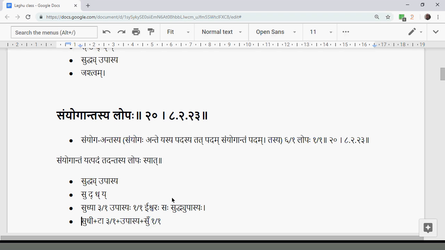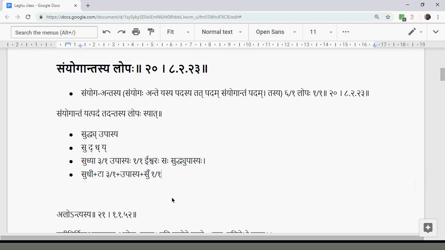Sudhi plus ta, sudhya is what? Sudhi plus ta. So sudhi plus ta is a padam, all right. But how is sudhi a padam? This is the question. And there, what they said is this entire thing is called as pratipadika. There is a sutra which says krut, tadhita, samasascha pratipadikam.